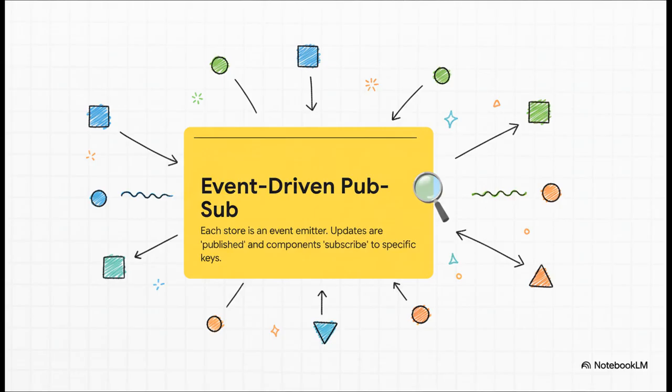Okay, so here's the secret sauce. Underneath it all, it's not really using React's context to pass data around. Instead, each store acts like a classic pub/sub system. When a piece of state changes, the store publishes an event. Your components don't listen to the whole store. They subscribe only to the specific events for the data they actually care about.